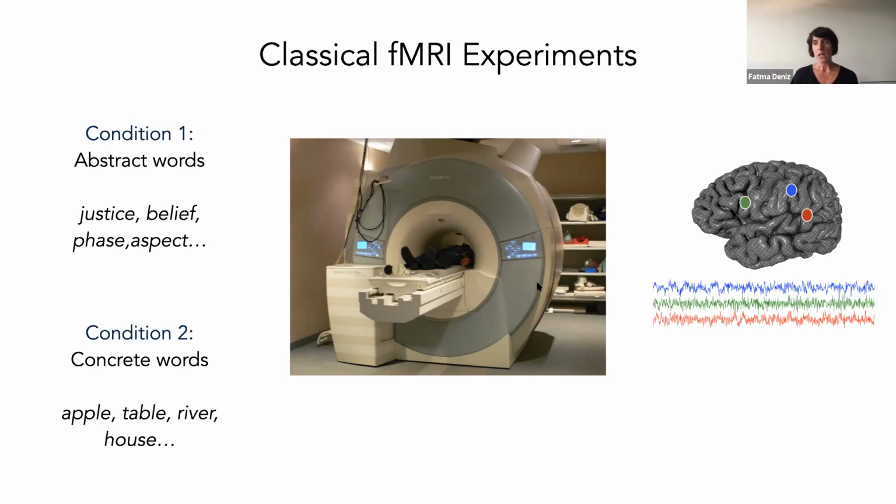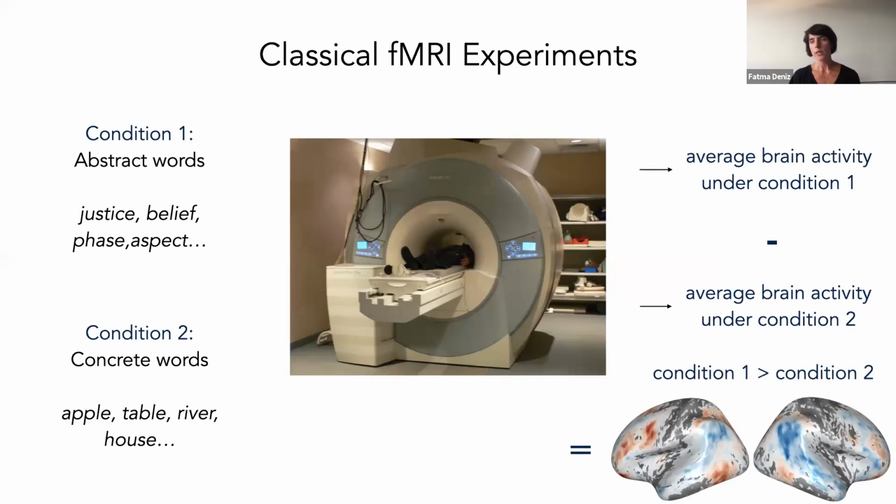So we collect data under these conditions, and what we usually then do is take average brain activity under one condition, average brain activity under the other condition, and then create a contrast map by basically subtracting these average activities, and declare more or less that those brain regions showing up in this contrast map are more highly activated for abstract words than for concrete words.